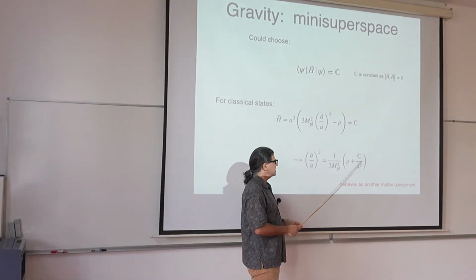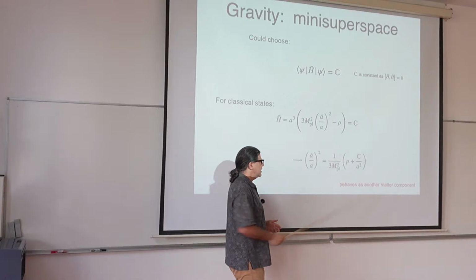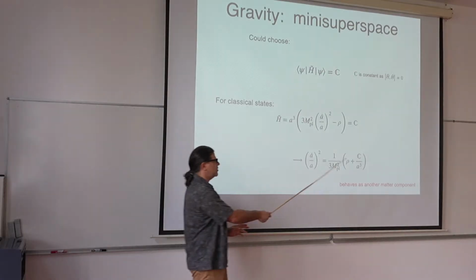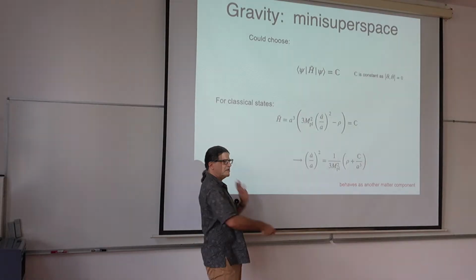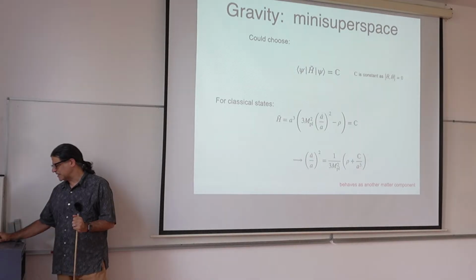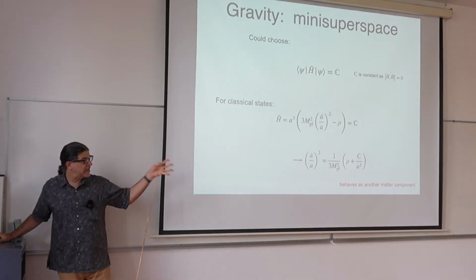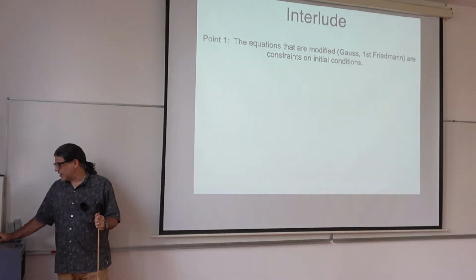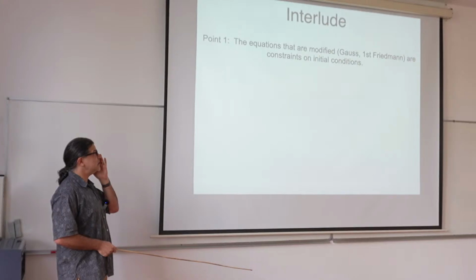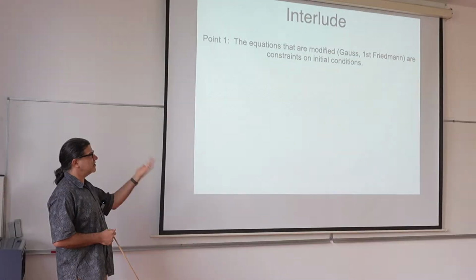It's a statement about the configuration of the gravitational field. Just like when you add curvature to Einstein's equation, you add some constant over a squared. It's just a source term. It's a boundary condition on the non-dynamical part of gravity. So the point is that the equations are modified. Gauss's law and first Friedmann.